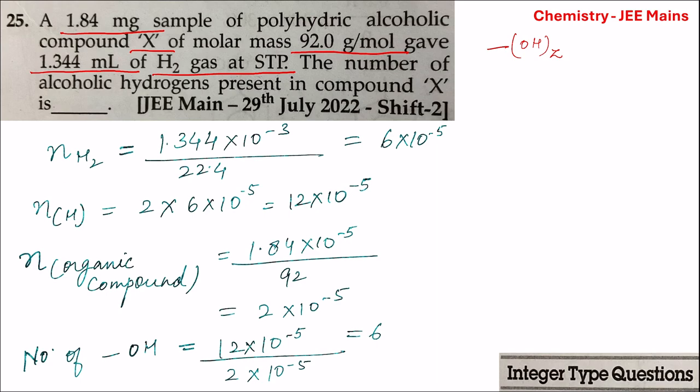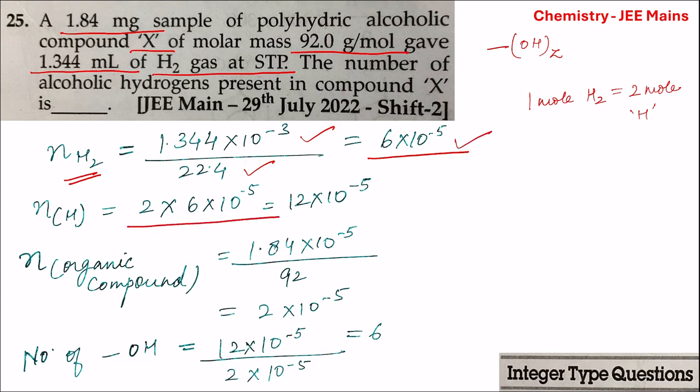Now moles of hydrogen is equal to volume of hydrogen in liters divided by molar volume, and this is equal to 6 into 10 to the power minus 5 moles. Now 1 mole of hydrogen contains 2 moles of hydrogen atom. Therefore 6 into 10 to the power minus 5 moles of hydrogen molecule will contain 2 into 6 into 10 to the power minus 5, that is 12 into 10 to the power minus 5 moles of hydrogen atoms.